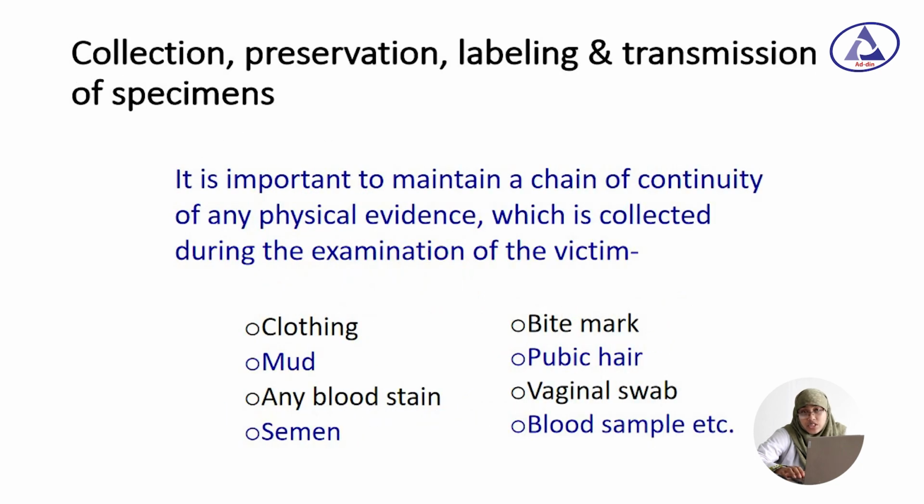Here comes now the collection, preservation, labeling and transmission of specimens. The specimens received from the area of crime or the area of the conduct are termed trace evidence. It is important to maintain a chain of continuity or chain of custody of any physical evidence collected from the site or the examination of the victim. That may include clothing, mud or any other traces, any blood stain or seminal stain, any blood sample, bite mark, pubic hair or any swab, such as vaginal swab, buccal swab, anal swab, etc.